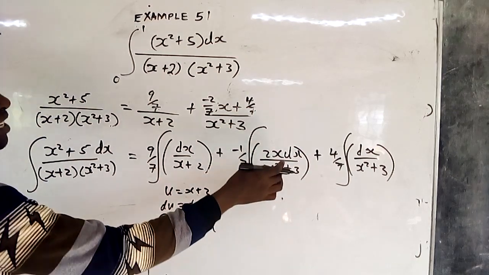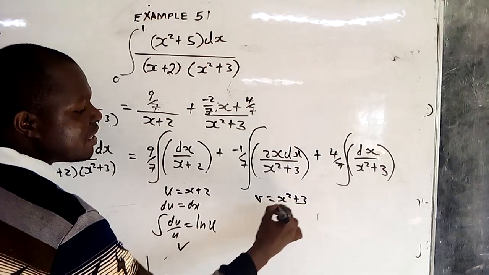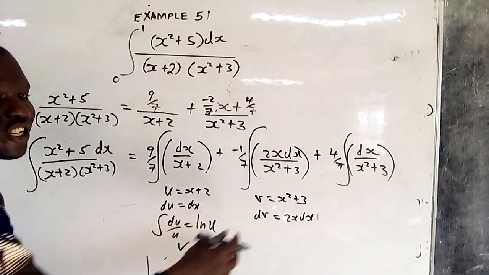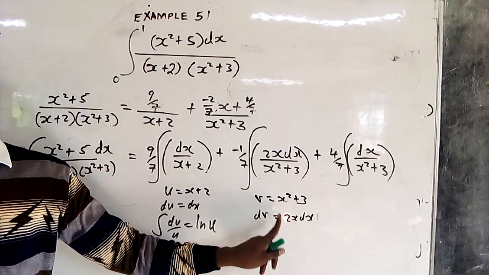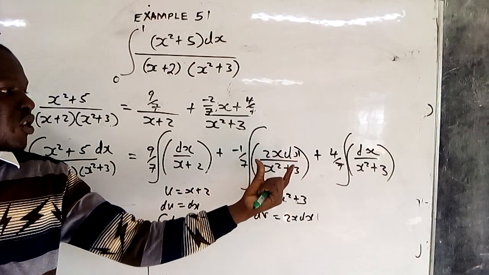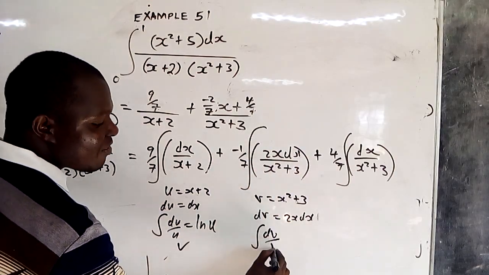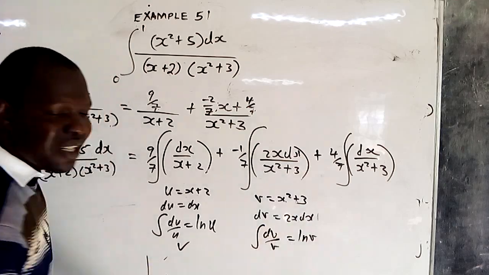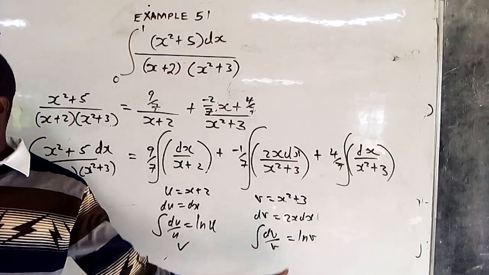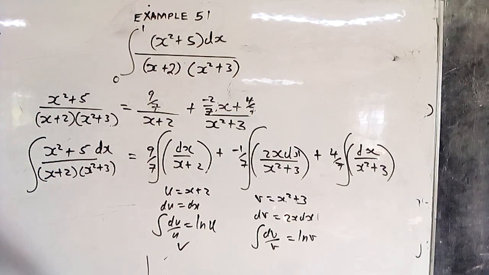If you move to this one, you let v be x squared plus 3, meaning if you differentiate v with respect to x, you get 2x. You take dx to the other side, so 2x dx, the whole of this is dv. So it is dv over v, and you are integrating dv over v. You get ln of v. And v is what? Are you seeing? You are done with that? Are we together?